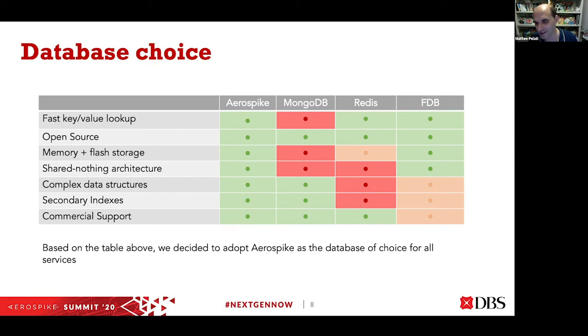And of course, last but not least, we want to have some commercial support, because of course we want to go open source, but given the industry we're in, if things do not go as expected, we want to have a partner to work with for any issue. So based on this table that you can see, we reduced the choices to two products. One was Aerospike and the other one was FoundationDB.